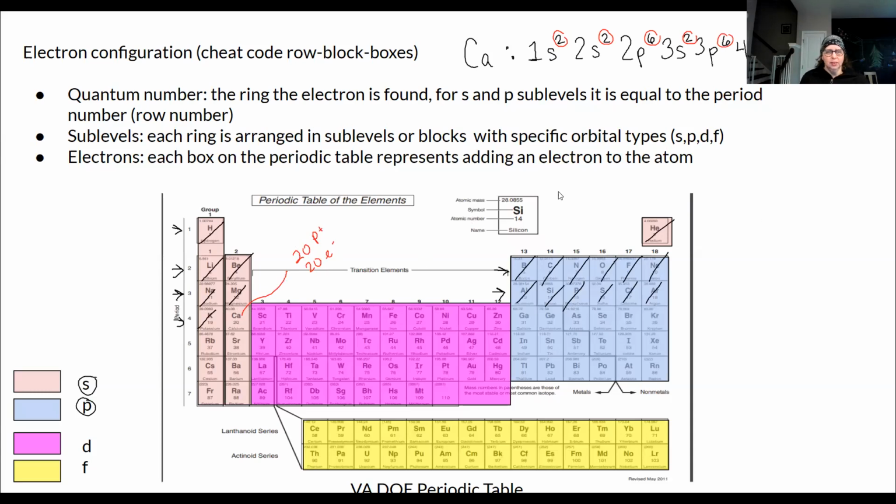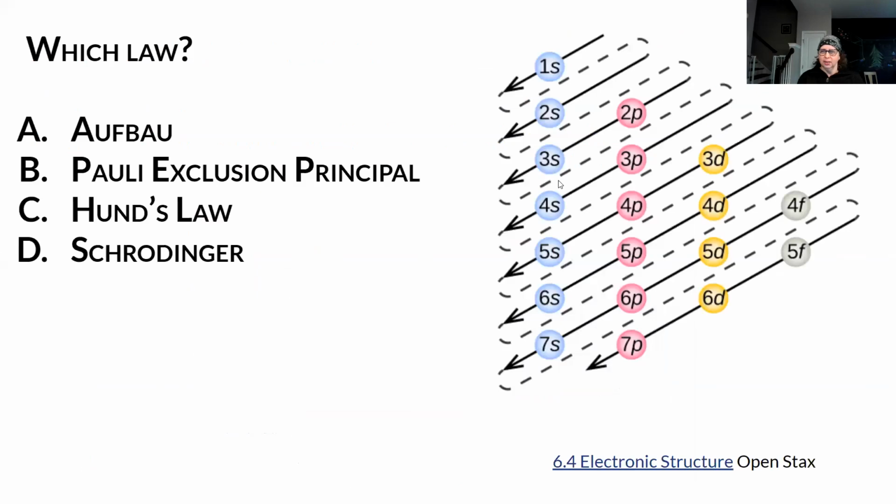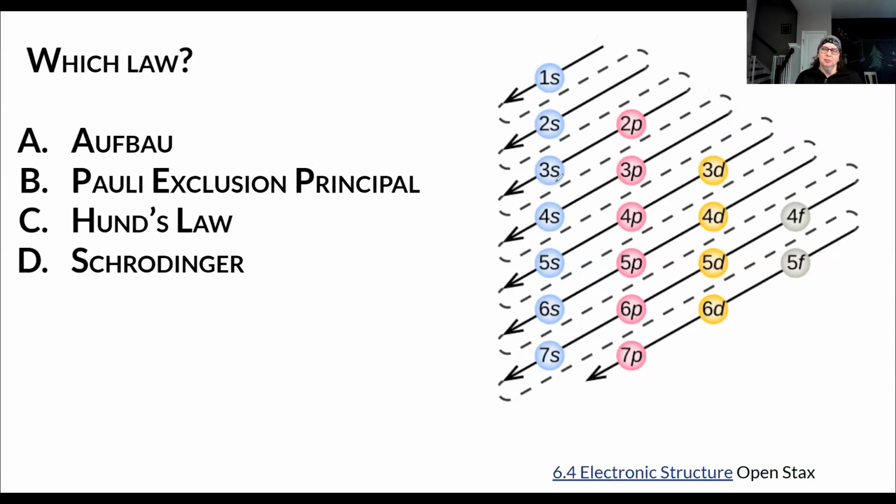What else can we do with electron configuration? Well, we have 4 laws here that we have to discuss. Which law is going on in this picture? If you don't remember your electron configuration or you don't know your German, this one's going to be hard to guess right off the bat. But we are building the order that the electrons go in. Aufbau just means to build.